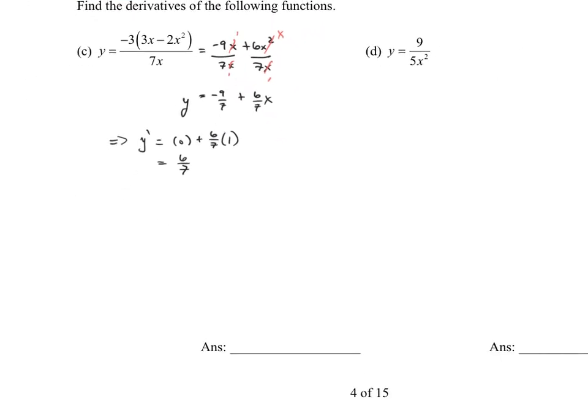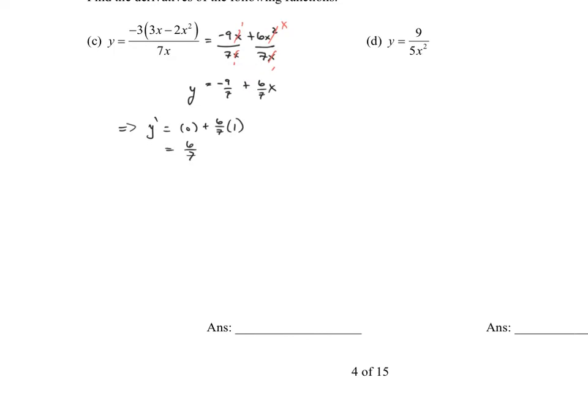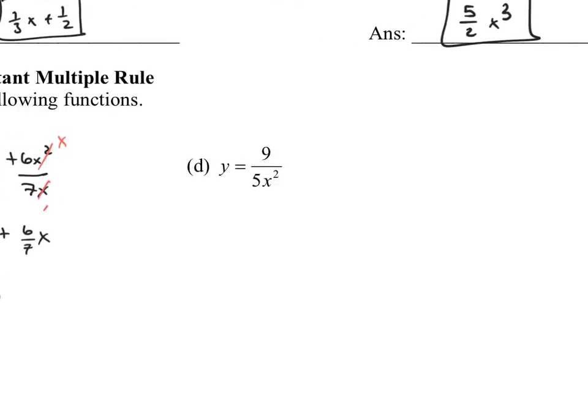Put that in the answer blank real quick. And let's move on to D. D is 9 over 5x squared. Again, looks like the quotient. I could use the quotient rule, and the quotient rule would work with this. Low d high minus high d low over what's below squared, but it's easier than that.